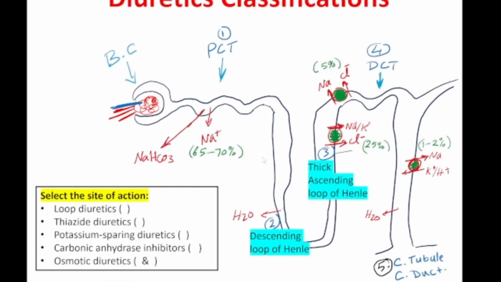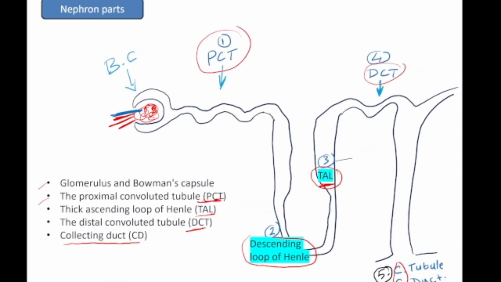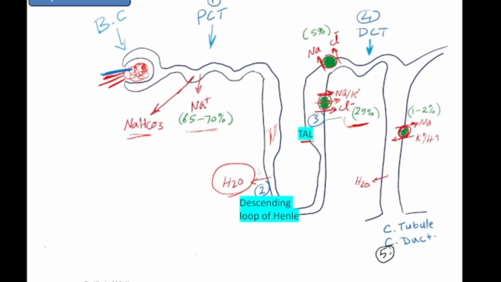Site of action. What we have here now, we are familiar with the part names of the nephron. We have Bowman capsule, proximal convoluted tubule, thick ascending loop of Henle, distal convoluted tubule, collecting duct. Then we discussed what type of transporter or exchanger, and then the nephron.